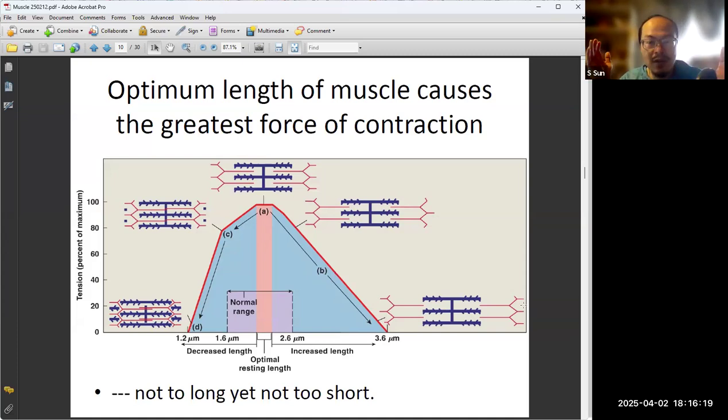If this sarcomere is so long, there is no space for the thick filaments to pull. These thick filaments have this sticky part, but it has nothing to get stuck on. So it doesn't have something to hold on to, and it doesn't really generate that much force. So the optimal length of the sarcomere, or the optimal length of your muscle, to generate the largest tension or force is somewhere in between. It's not too long and not too short.